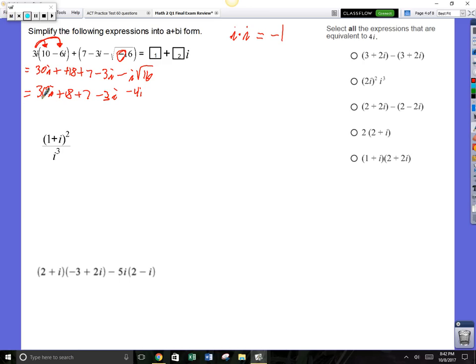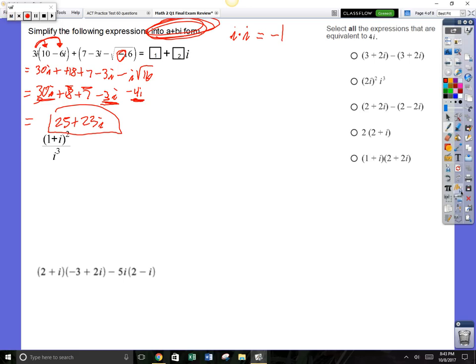Okay, now you got 5 terms. And put it in a plus bi form. Put the real first and the imaginary second. So those are imaginary, those are imaginary, those are imaginary. If you total those, 30 imaginaries minus 3 minus 4, you have a total of 23 imaginaries. And if you total your reals, your 18 and your 7, you've got 25. So your answer in box number 1, you should put a 25. In box number 2, since the i is following it, I only need to put 23.